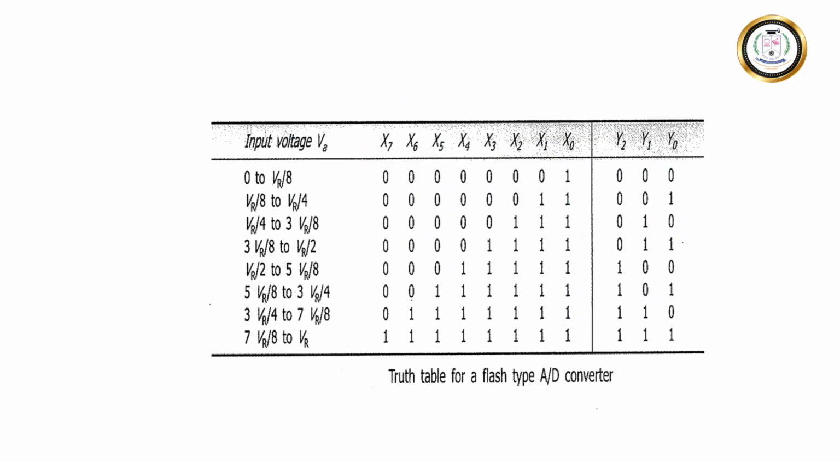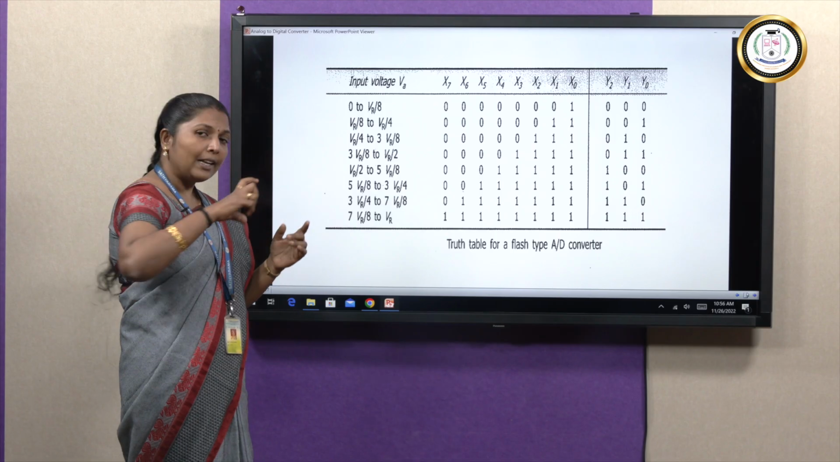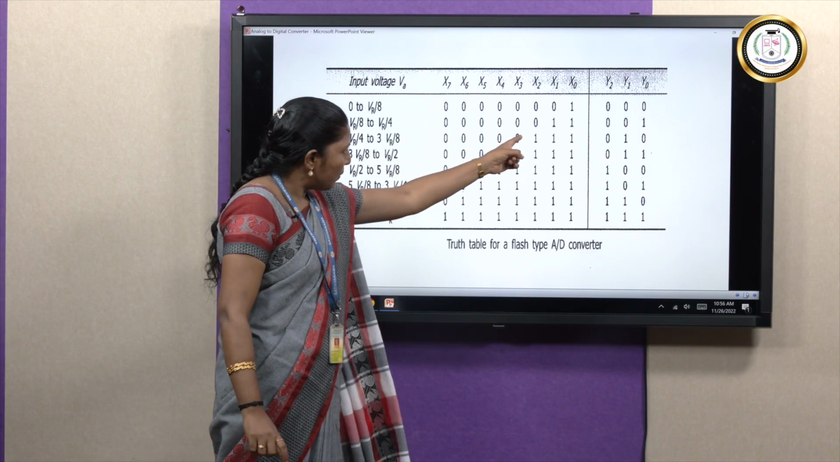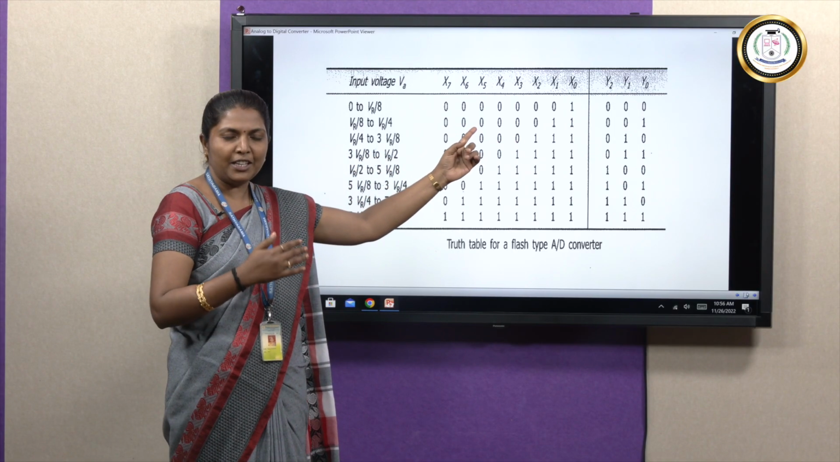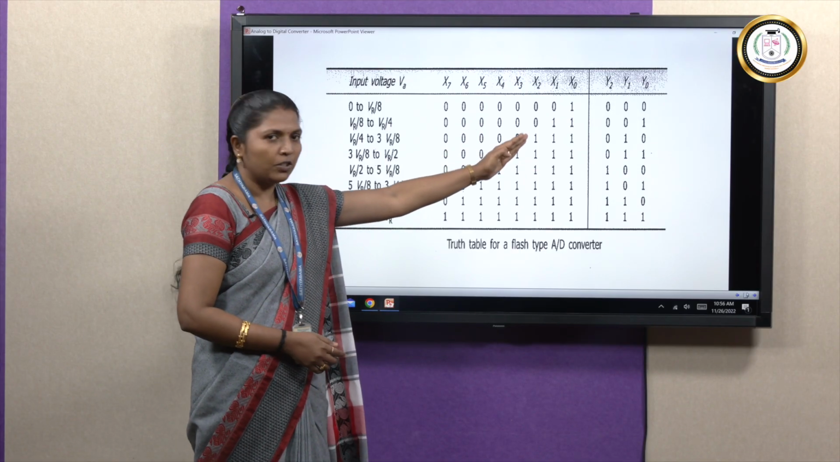Next, if our analog signal is in the range VR by 8 to VR by 4, then the last 2 comparators will give us a high pulse. So the last 2 will be 1 1. Out of this 0 or 1, 1 has the highest priority because it is the highest bit. So 1 will be converted to the digital signal 0 0 1.